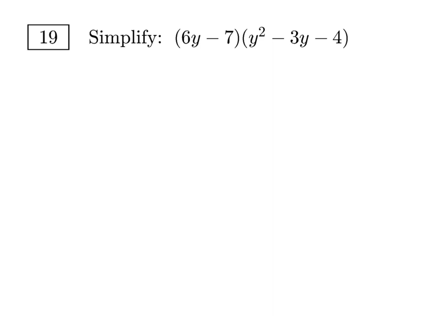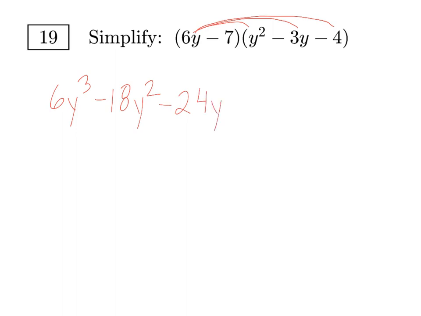All right, for the next one, we're going to do sort of like a FOIL, but it's a super FOIL, I guess you could call it. So I'm going to do 6y times y squared, 6y times 3y, and 6y times negative 4. So I get 6y cubed, and I get negative 18y squared, and I get minus 24y. And I have negative 7 times y squared, which is negative 7y squared. Negative 7 times negative 3, which is 21y. Negative 7 times negative 4, which is positive 28.